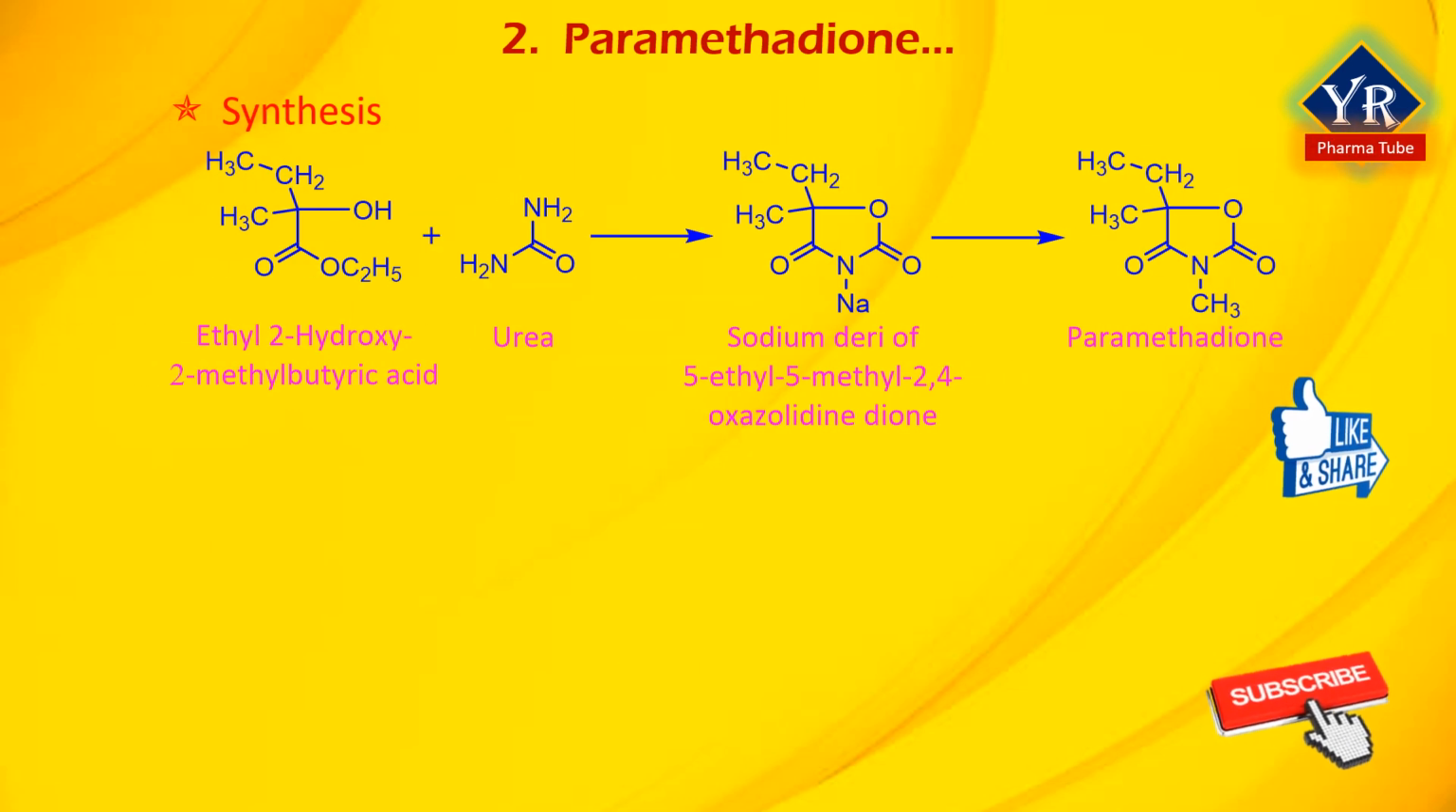Paramethadione is synthesized by refluxing ethyl 2-hydroxy-2-methyl butyric acid with urea in the presence of sodium methoxide for about 24 hours. During this reaction, the sodium derivative of 5-ethyl 5-methyl 2,4-oxazolidinedione is formed due to condensation and cyclization. This is then treated with dimethyl sulfate, and N-methylation takes place to form the product paramethadione.